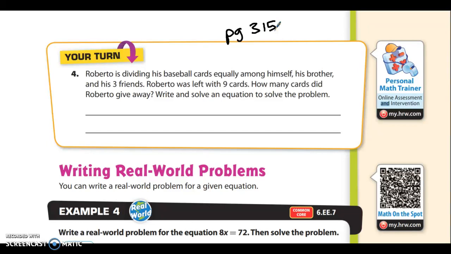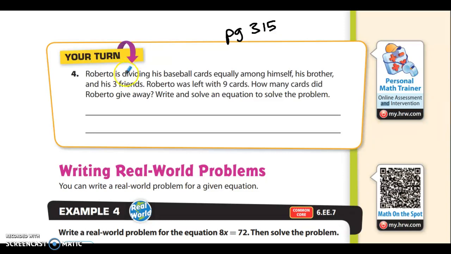Roberto is dividing his baseball cards equally among himself, his brother, and his 3 friends. Roberto was left with 9 cards. How many cards did Roberto give away? Write and solve an equation to solve the problem. So there's actually kind of 2 parts to this. Let's go and figure out what kind of problem this is.